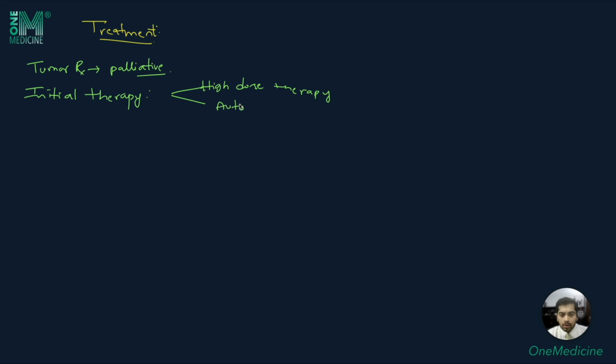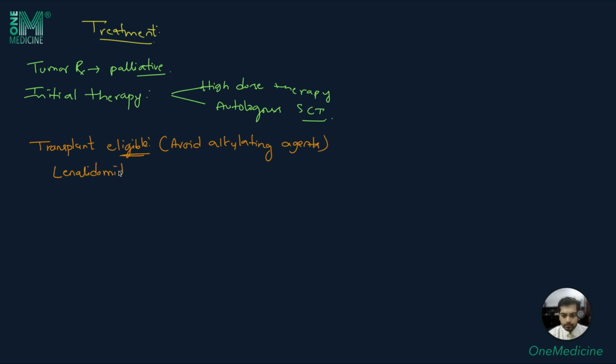and autologous stem cell transplantation. In transplant eligible patients, it's better to avoid alkylating agents. The preferred choice of medications include lenalidomide, which is given in the dosing of 5 to 25 milligrams per day orally for 21 days every 28 days.